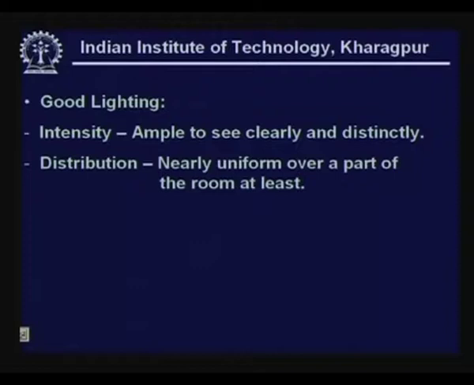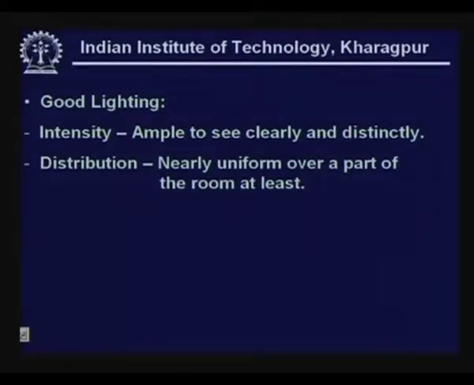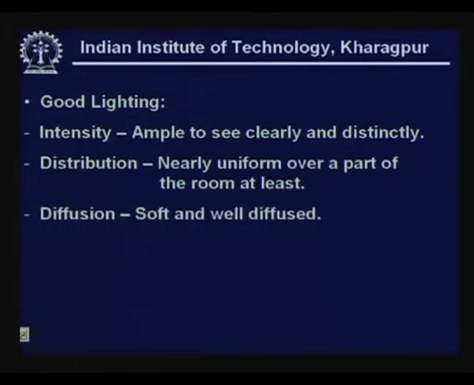Distribution of light again should be uniform. In fact, that is why you find that in good lighting installations it is never a single lamp in a large room. It is a number of lamps so positioned that at least due to one particular lamp you get a uniform light over a part of the room. So distribution is the second important aspect which constitutes good lighting.